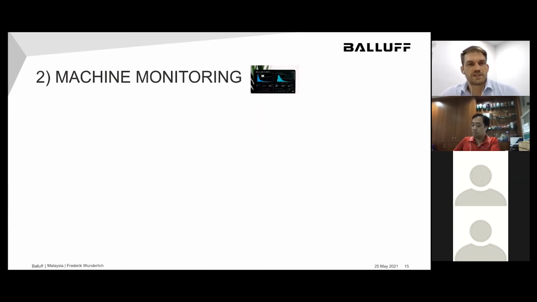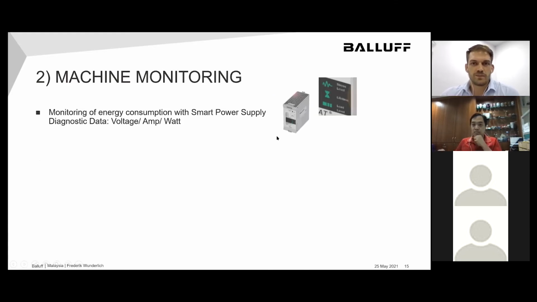Okay, so now we come to the second topic of machine monitoring. One example that we have for giving additional information is a smart power supply. So it means the power supply gives typical 24 volt, but it actually also monitors its own process data. So the information you get from the power supply through an IO-Link interface is you get how much voltage is currently used, how many amps are currently drawn from the system, and what is the resulting watt number out of these usage data.